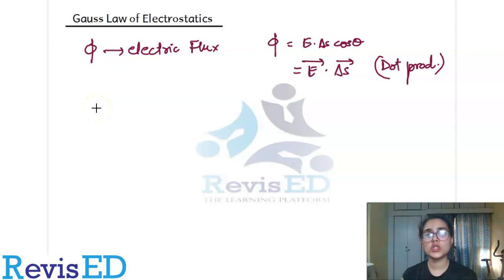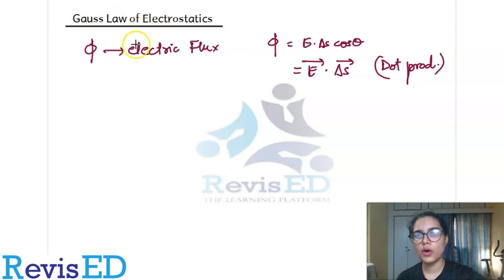Now what is Gauss law? Electrostatics, we know, is the study of electric charges which are at rest. So Gauss law is a law which is applicable in electrostatics. We are going to see what this law actually states.